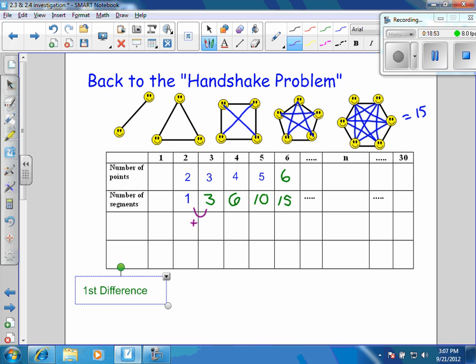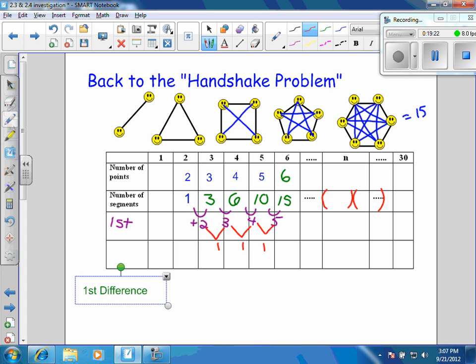We can check the first difference here. And this goes up by 2, and then 3, and then 4, and then 5. So we know it's not linear. Then we can check the second difference. That goes up by 1s. So we know it's quadratic, which tells me that there's going to be a multiplying pattern here.